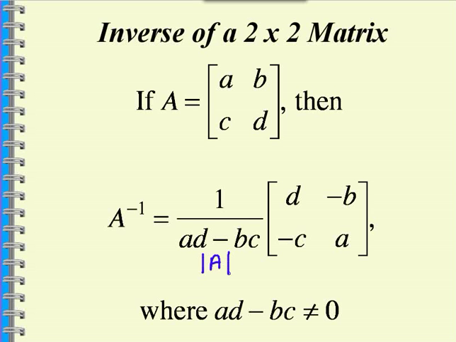But instead of writing 1 over the determinant of A, I think it's better to put AD minus BC. It helps you remember things. Notice AD minus BC can't be 0 because you would have division by 0, which is undefined. So if this is ever 0, boom, you can't find the inverse, and you're done.